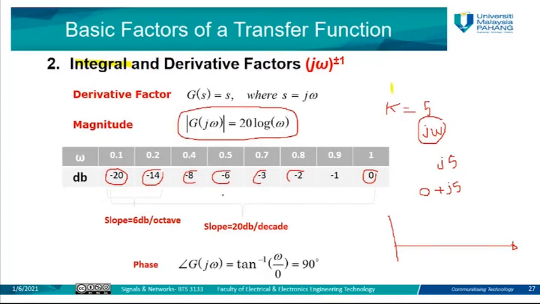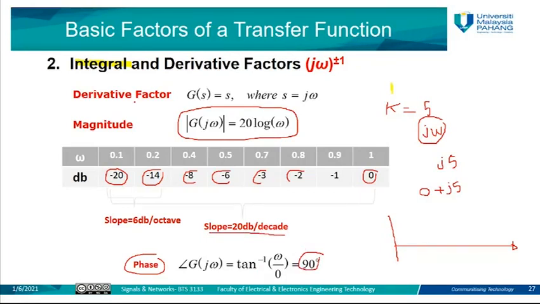For the phase, in this case, it will be the angle of j5. If I ask you now, what is the angle of j5? You will say tan inverse 5 over 0. So 5 over 0 is infinity. Tan inverse infinity is equal to 90 degrees. That means the phase, here you can see the slope is 20 dB per decade, and the phase here is equal to 90.